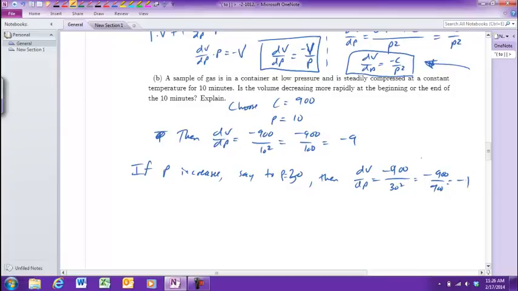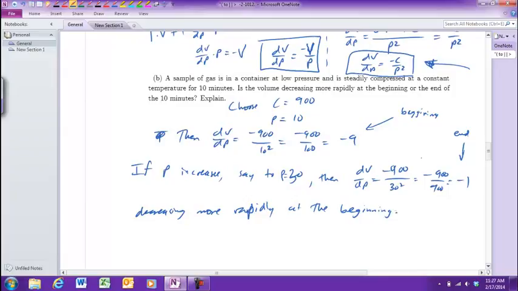So the question says, is the volume decreasing more rapidly at the beginning or at the end of the 10 minutes? Well, this was the beginning of the 10 minutes. And this is at the end. And it's decreasing more rapidly here because it's a larger negative number. So it's decreasing more rapidly at the beginning.